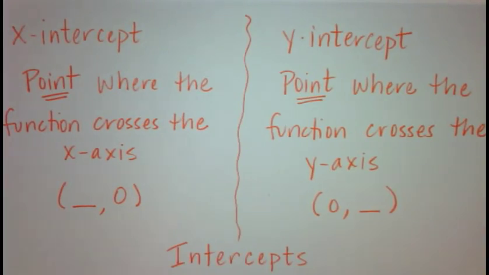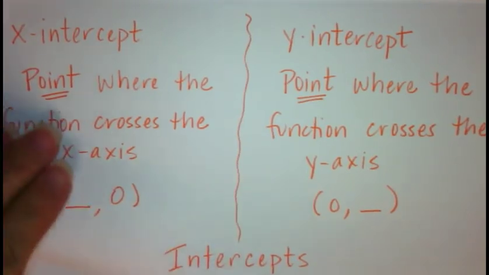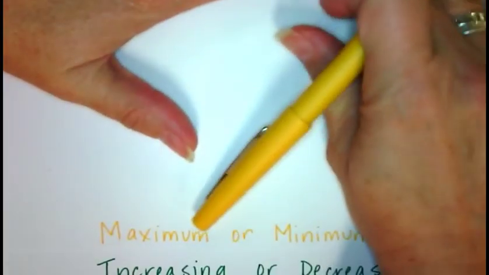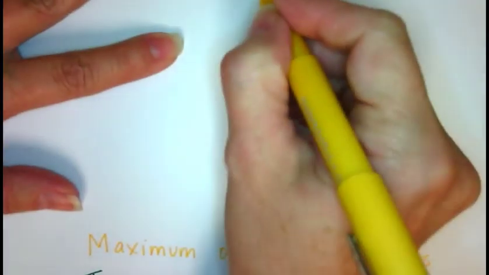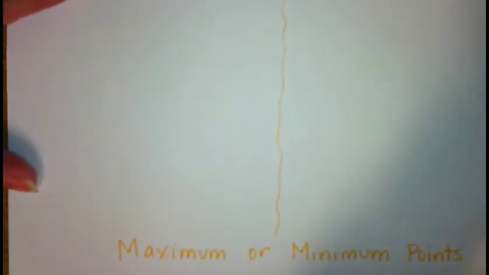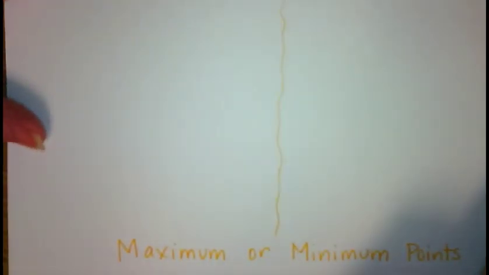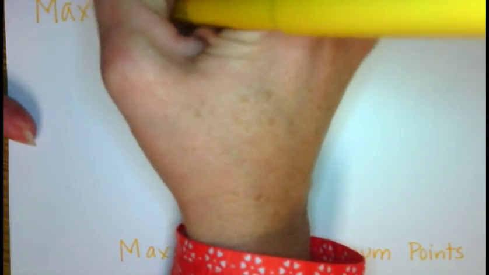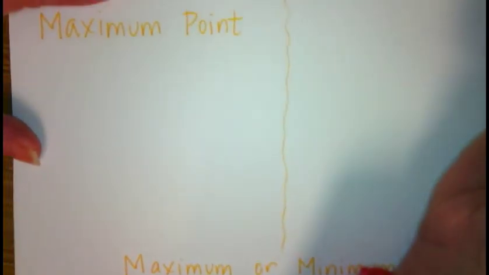All right, next one. We're going to go on to maximum or minimum points. So we flip this page. So now we're on maximum and minimum points. And again, I'm going to split my page in half because we have two different ones that we're going to talk about. I think this one makes total sense because the maximum point is the highest point on the function.